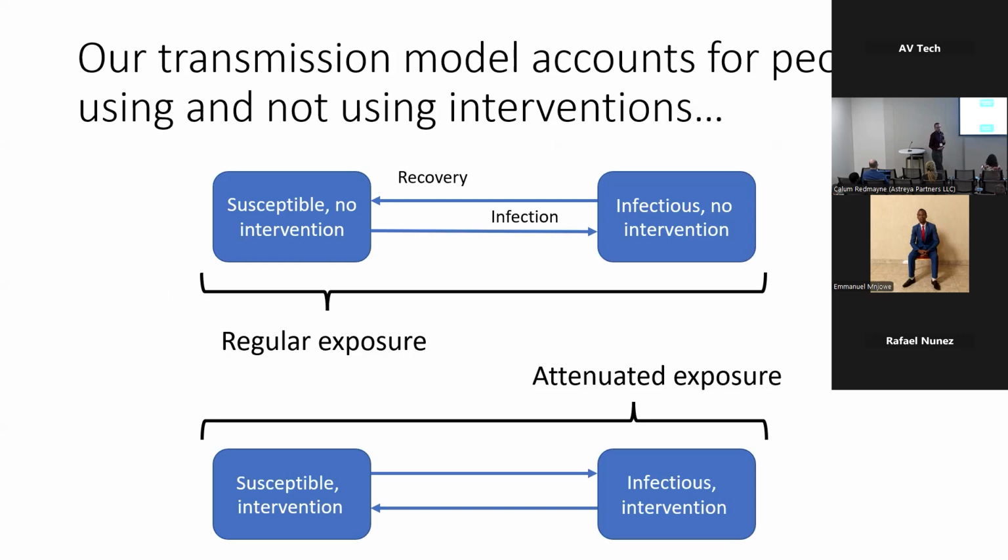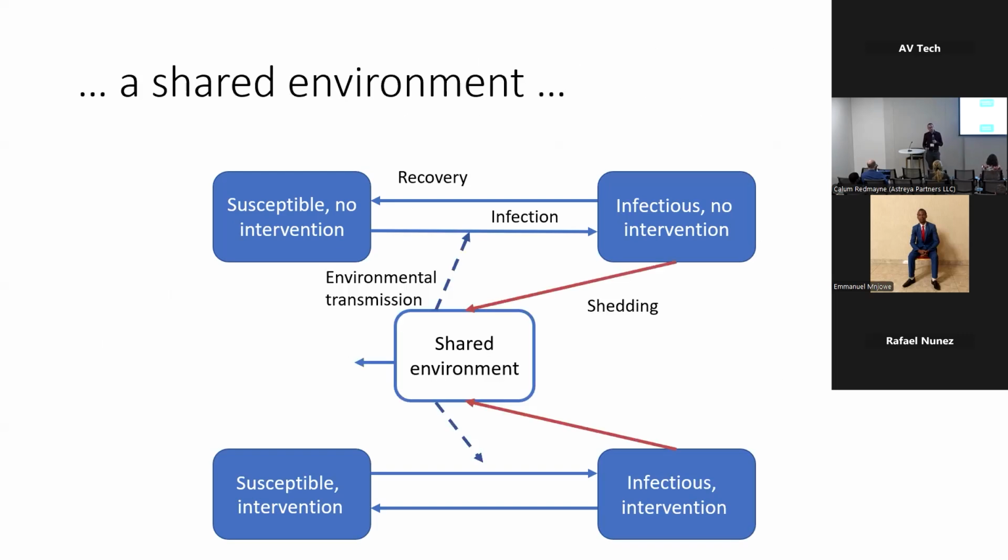I'm not going to go into a lot of technical details here, but we're going to think about our model accounting for people both that are using the intervention and that are not. So we'll have an SIS framework for people that do not have the intervention or comparable initial baseline conditions. There'll be our regular exposure population, and those that do have the intervention or equivalent conditions, an attenuated exposure population. We need to account for a shared environment so that these two populations are not independent. They are interacting through the environment.